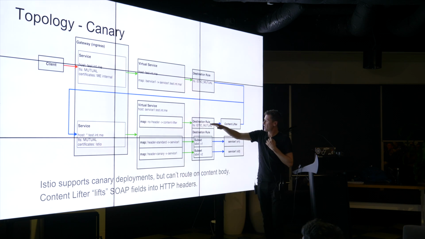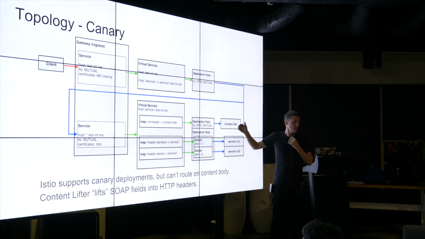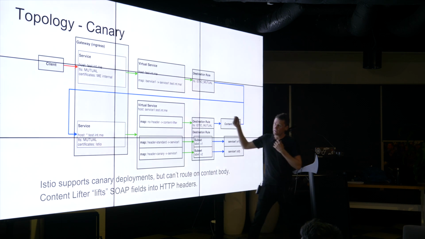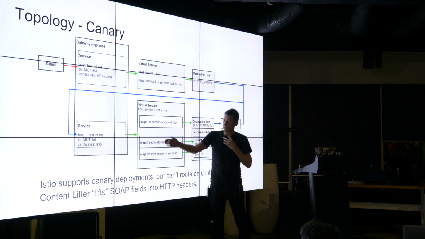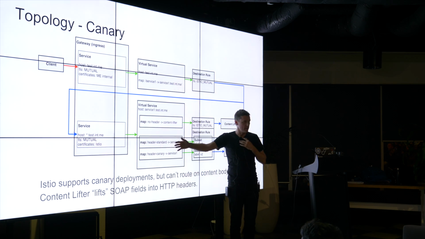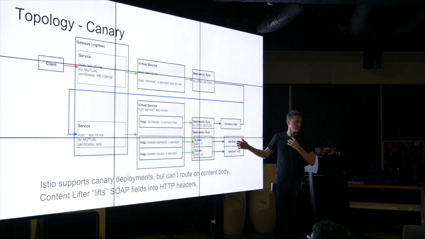We actually route it onto a custom component called our content lifter. And that is the thing, we'll unpack the SOAP payload, pull out the particular username or account name or whatever we're trying to pilot, lift that up into a header, and route that back through to the gateway again. And at the second time through, we can then start to have matching rules that match on those headers and then route to the appropriate version.